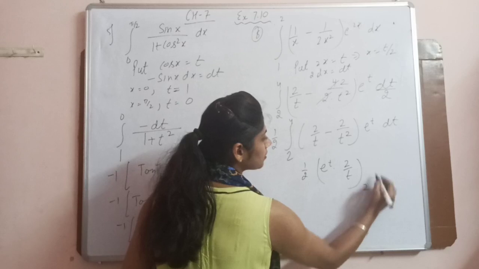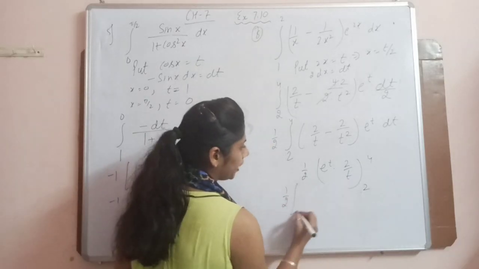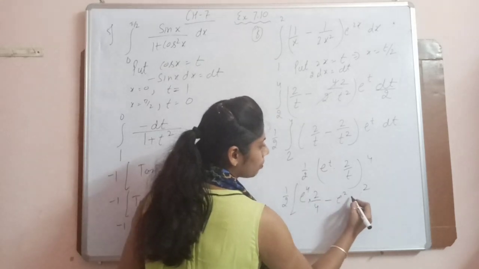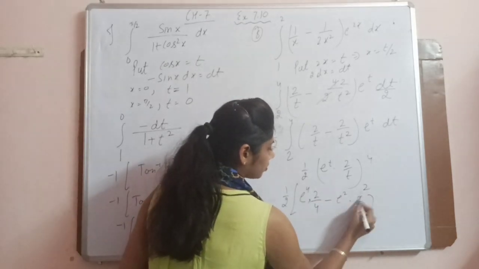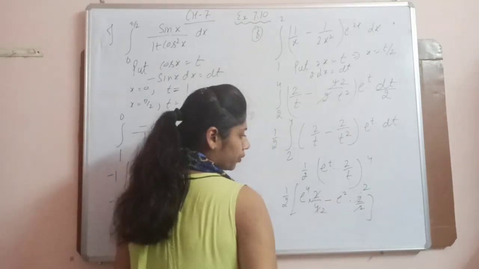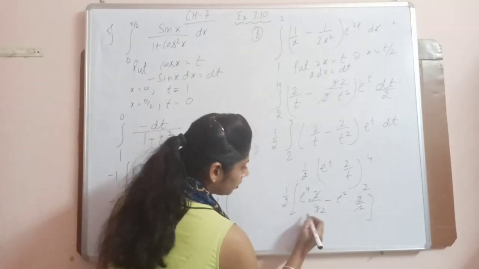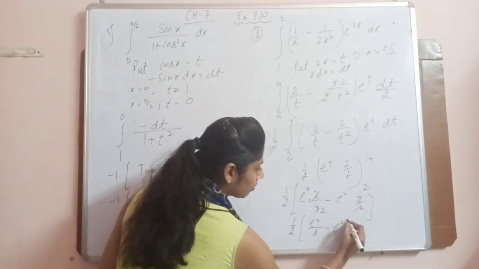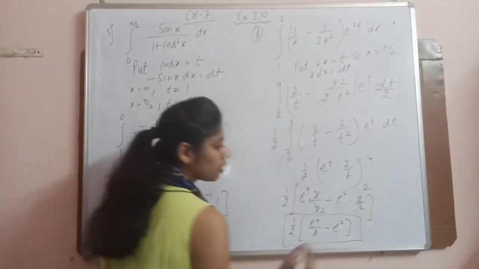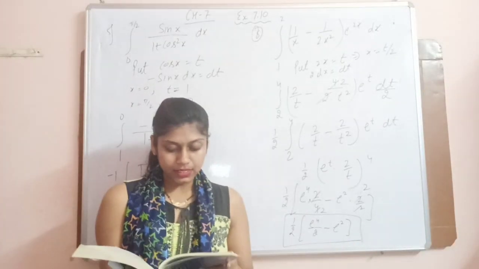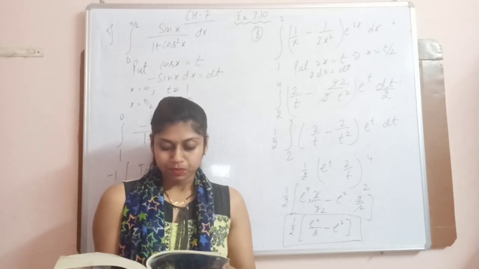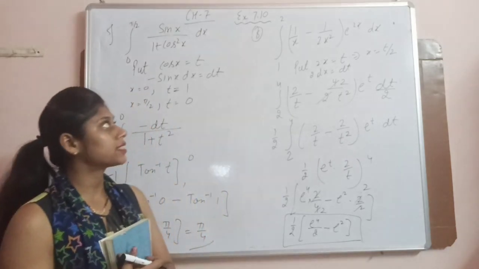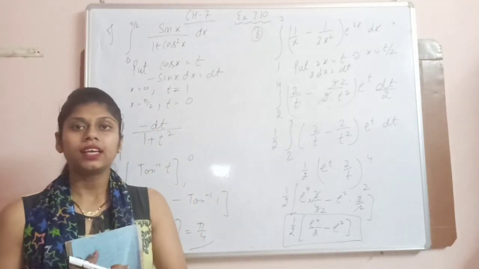Now put the limits. Firstly put the upper limit, e raised to power 4 by 2, minus e raised to power 2. So on simplification you get 1 by 2 outside, e raised to power 4 upon 2 minus e raised to power 2. So this is your complete answer. Clear? Next, 9th and 10th MCQ. Solve the integration and choose the option. Hope you all understood both exercise 7.9 and 7.10. Thank you so much.